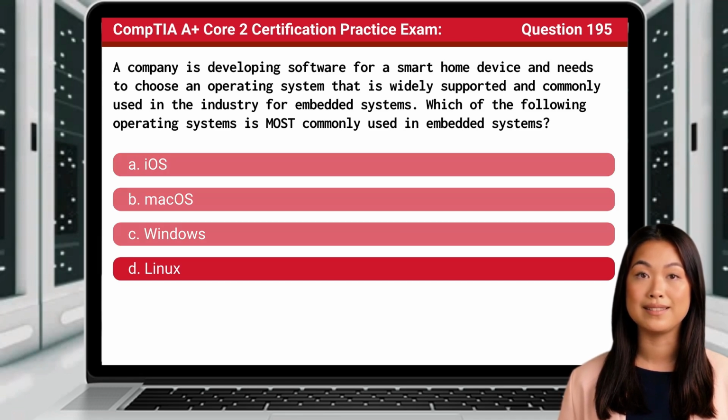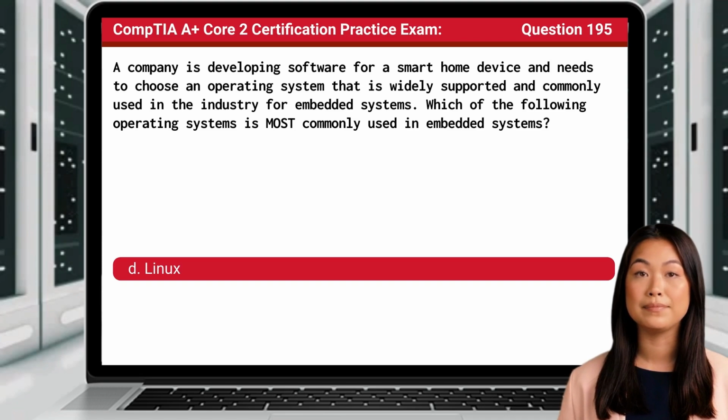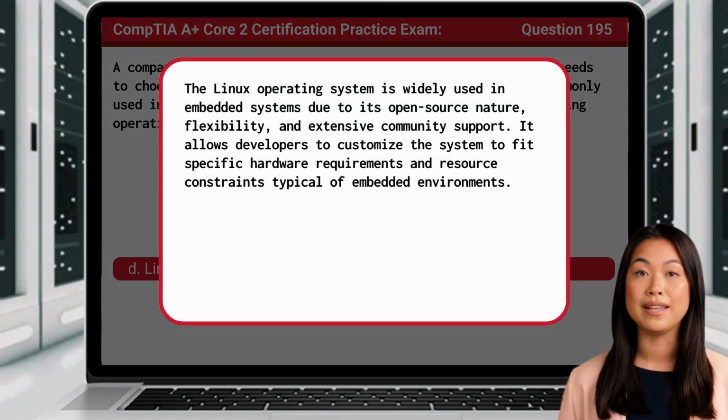The answer is D. Linux. The Linux operating system is widely used in embedded systems due to its open-source nature, flexibility, and extensive community support. It allows developers to customize the system to fit specific hardware requirements and resource constraints typical of embedded environments.